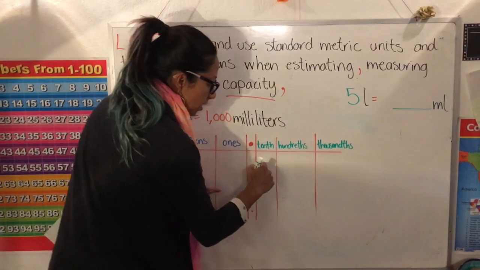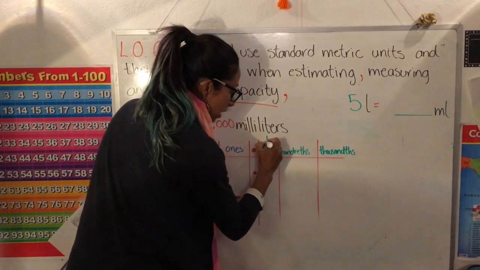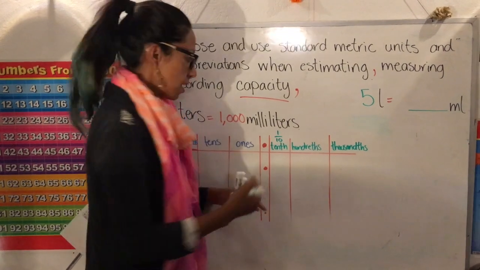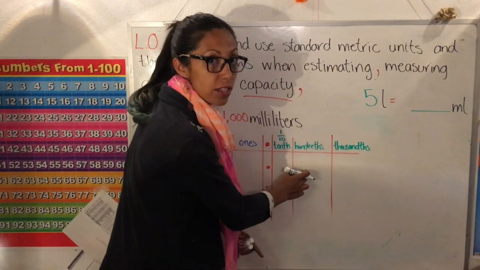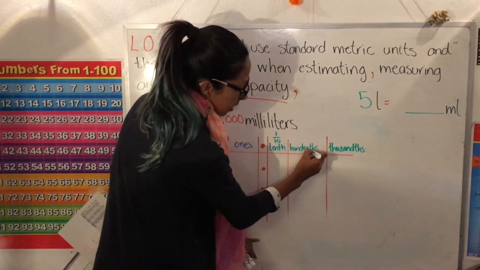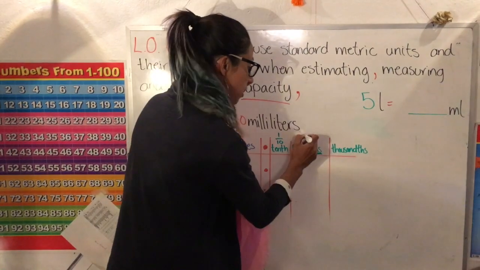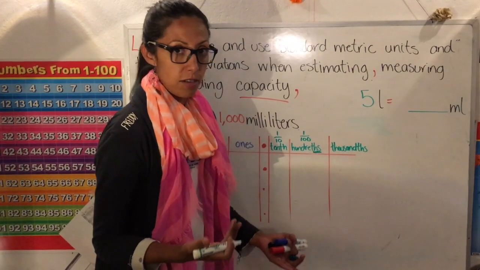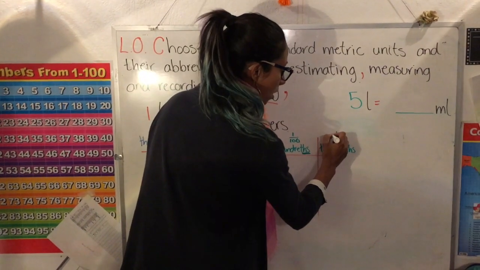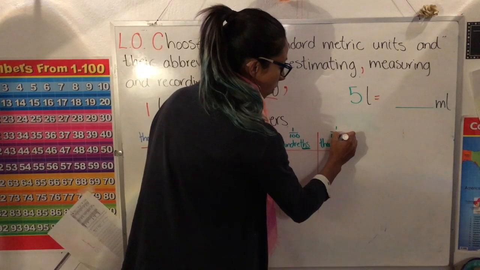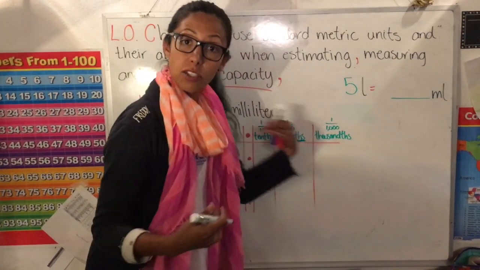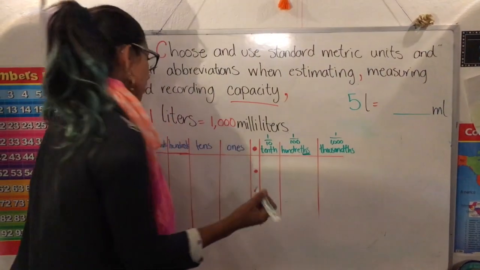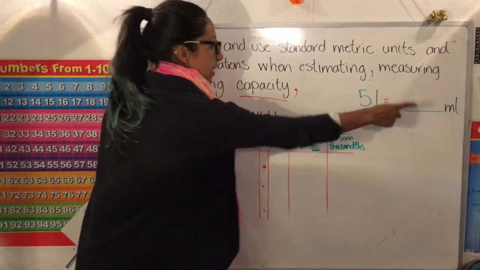So this would be called tenth because it's 1/10 of 1 unit. This would be hundredths. Can you see here? Hundredths, because it's 1/100th of 1 unit. And this would be thousandths of 1 unit, and so on. You can keep going till the infinite or something. Fine. 5 liters to milliliters.